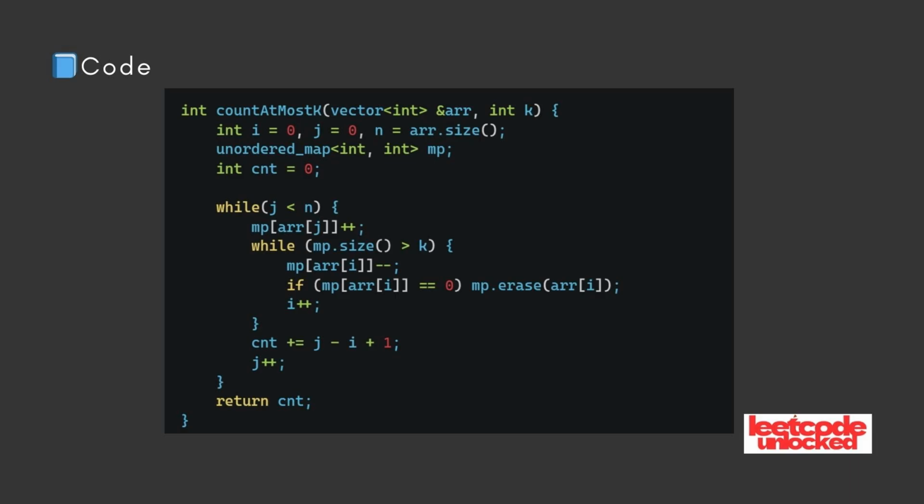Once we have a valid window, that is, one with at most k distinct integers, we add j minus i plus 1 to our count. Why that expression? Because all subarrays ending at position j and starting anywhere from i to j are valid. So for every valid window, we're counting how many subarrays it contributes. Finally, we return the total count.